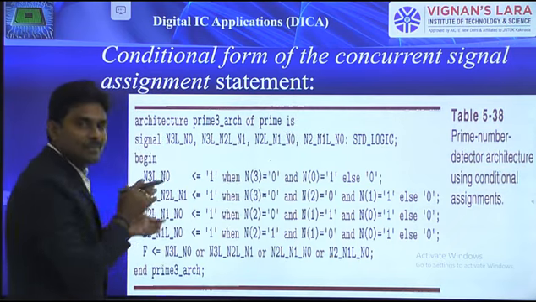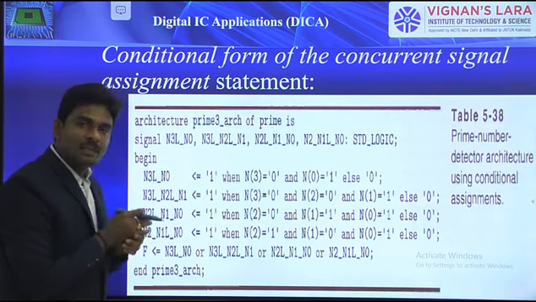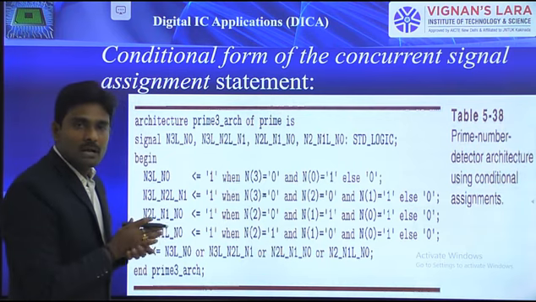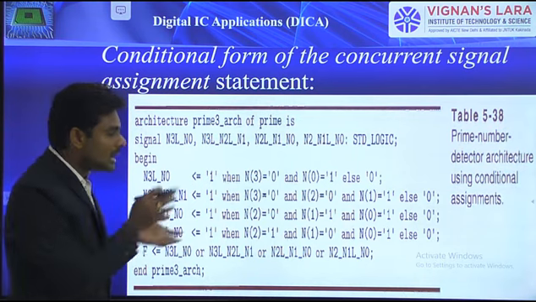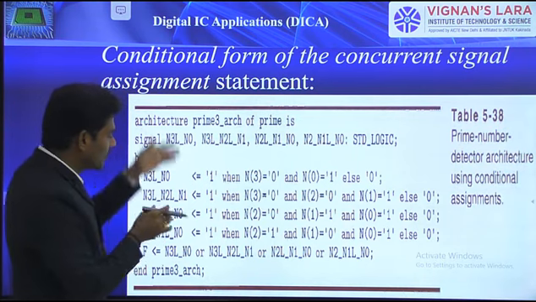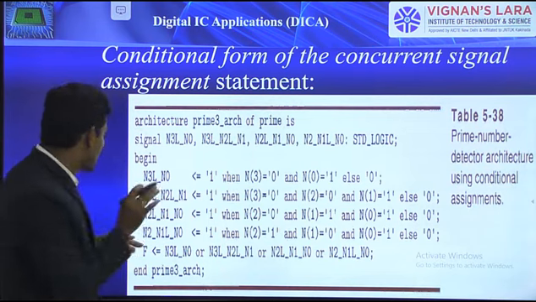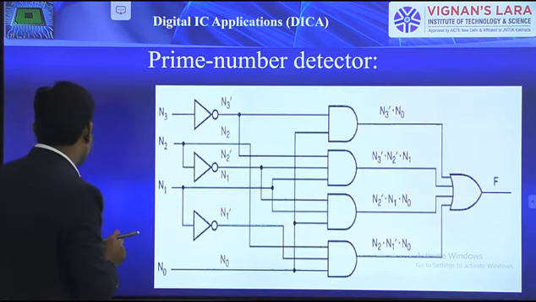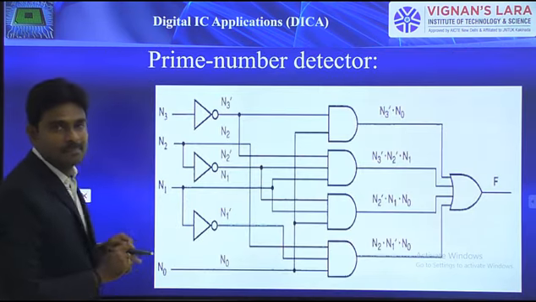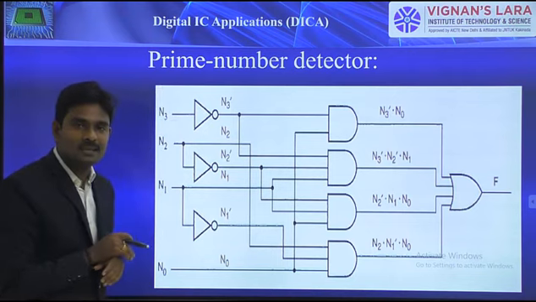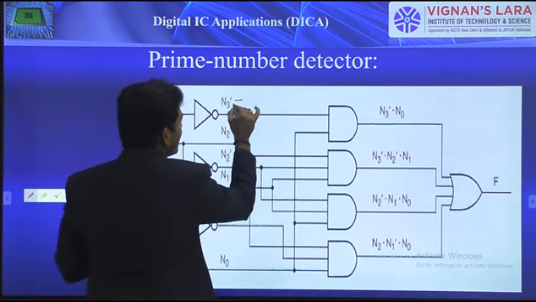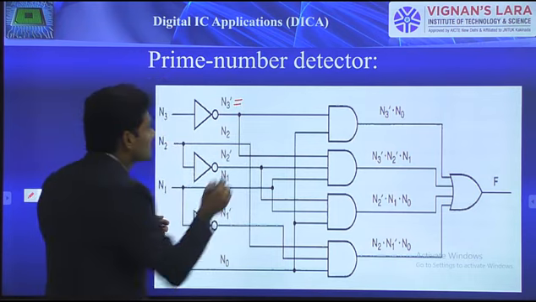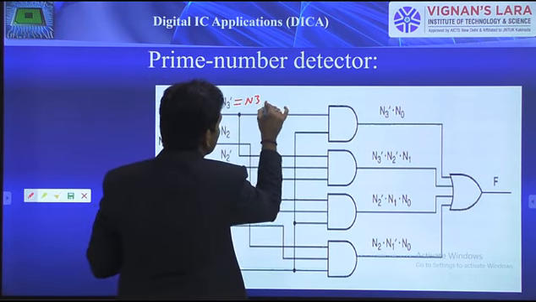Anyway, now let me write the program for the other two options, that is, considering the first level or considering the last level. How can we write a program for this? Before that, you need to know the signal names, because using these signal names only I am going to write the program. So N3 bar, that I am indicating as N3 underscore L.